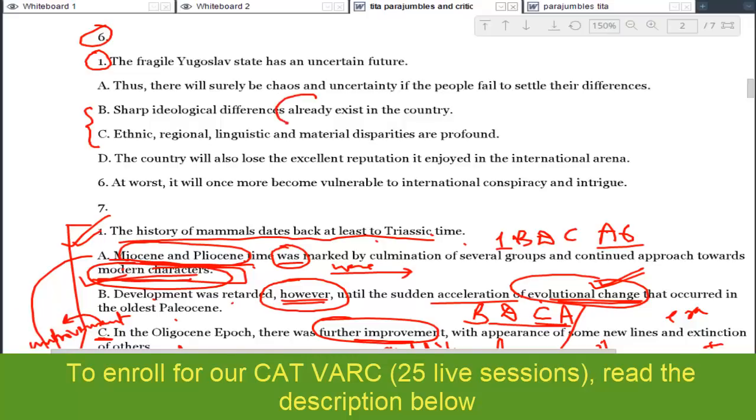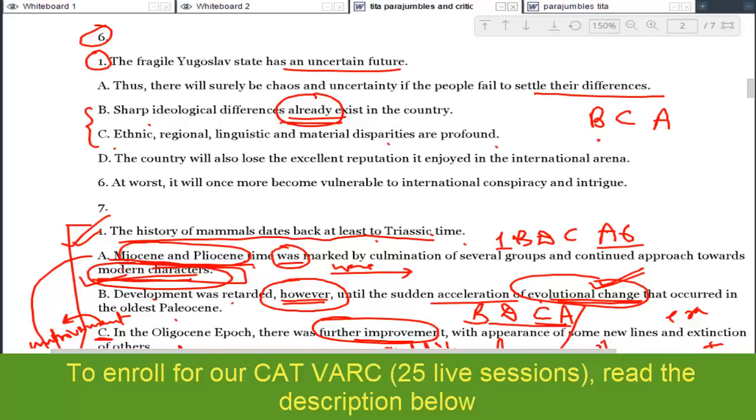What do you mean by "already exists"? Already basically means it is already there. So the point here is some difference is already mentioned in the previous sentence. So it says here, the fragile Yugoslav state has an uncertain future. Sharp ideological differences already exist in the country. Ethnic, regional, linguistic, and material disparities are profound. Thus, there will surely be chaos and uncertainty if the people fail to settle their differences. So we know that A will come here, and then after that you will have B.